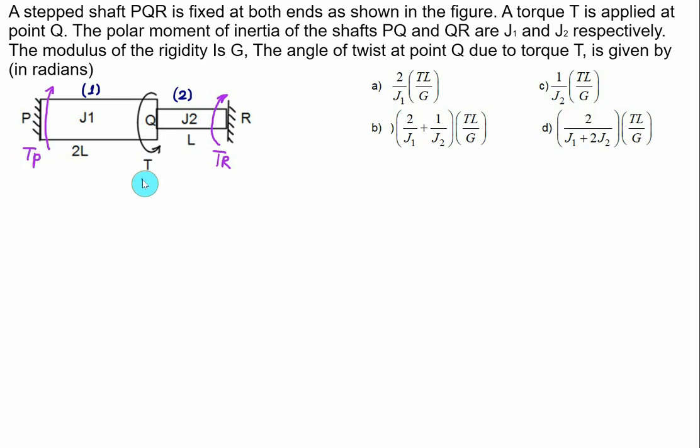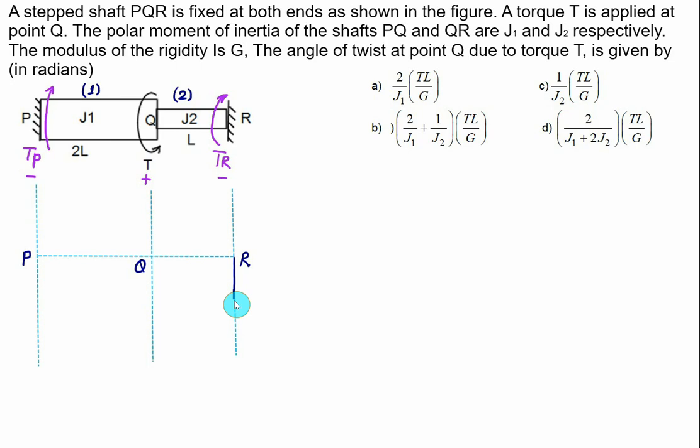This value we take as positive and this value we take as negative. The quick formula doesn't apply when J1 and J2 are not equal and the lengths are not equal. So you have to construct the torque diagram. This value will be taken as negative, so we'll show it downward.